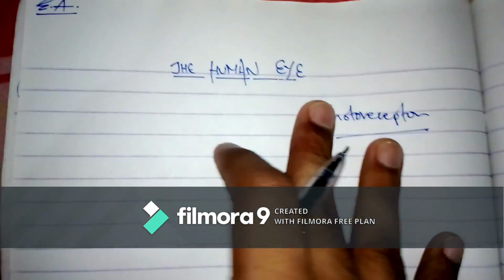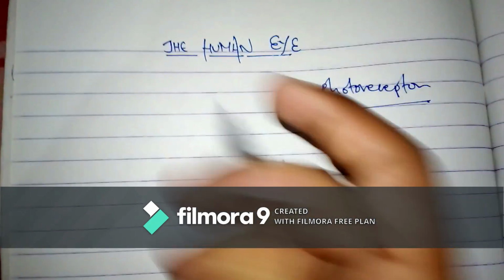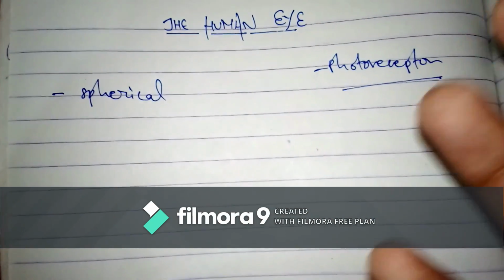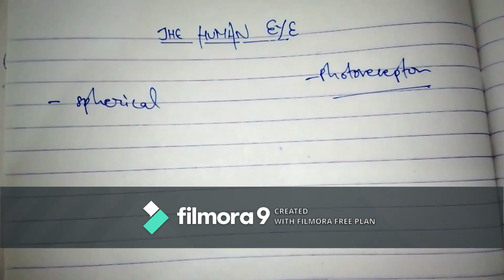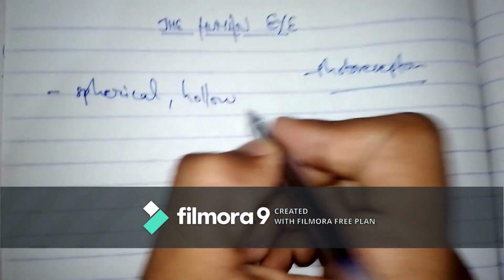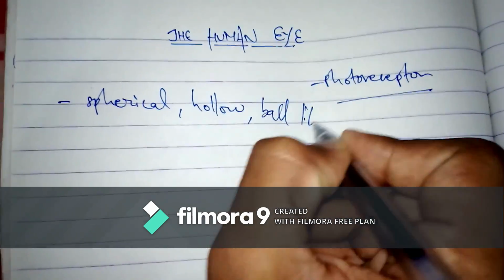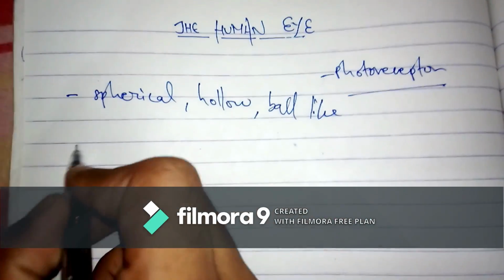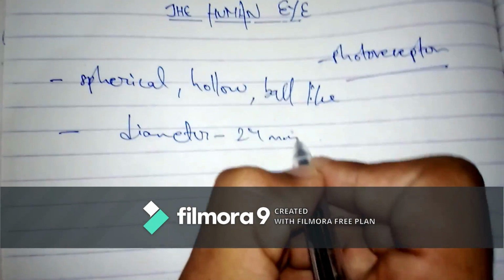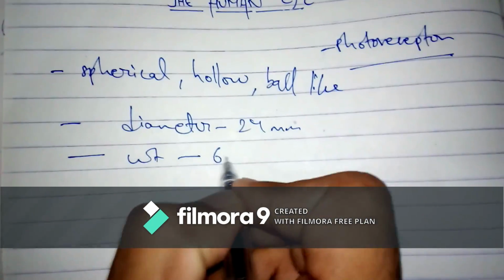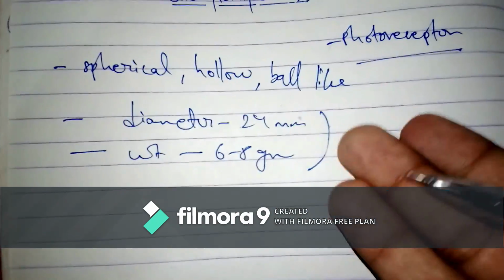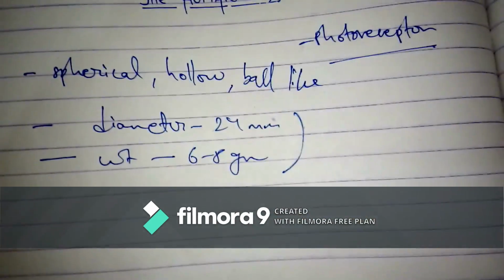For now, the human eye is spherical. First of all, we'll give some morphological information about the human eye, then we'll go to the parts of the human eye. It is a spherical hollow organ, somewhat ball-like, and its diameter is about 24 mm and its weight is about 6 to 8 gram. About this information, it's your wish. If you remember, you can write it in the examination, otherwise it's not that important.